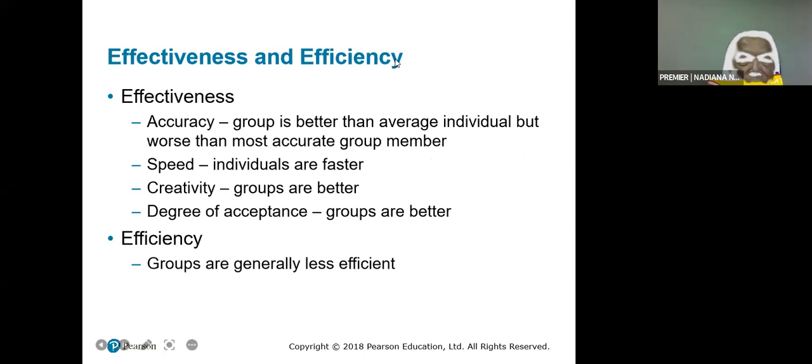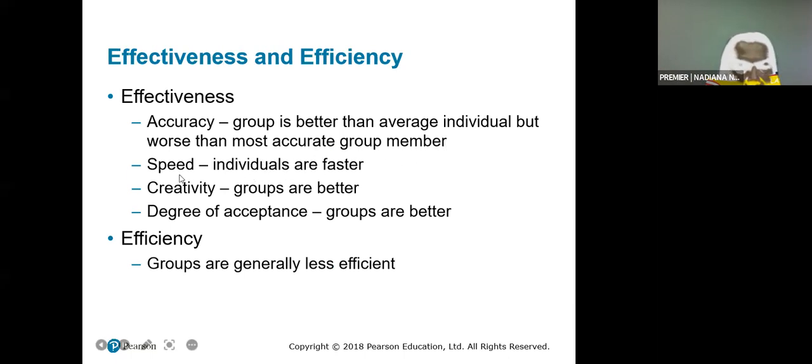Effectiveness and efficiency. These two words are always used wrongly by students and by people in organizations. Effectiveness and efficiency. What is effectiveness? Effectiveness is more about accuracy. A group is better than the average individual, but worse than the most accurate group member.